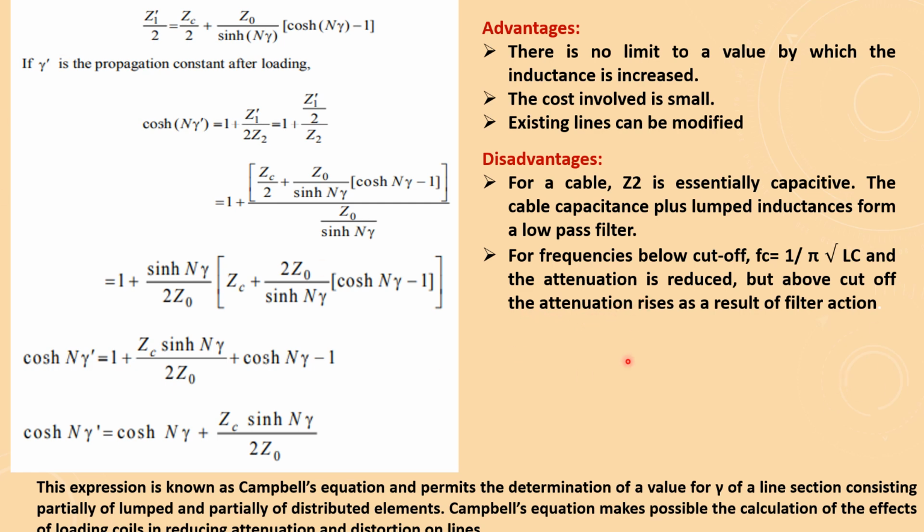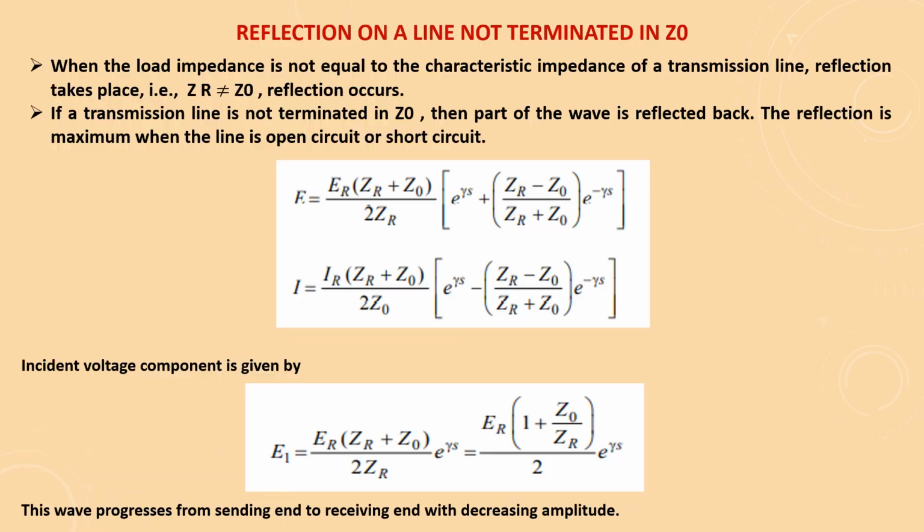And this attenuation can be reduced below that cutoff, but above the cutoff there is a rise in the attenuation. Obviously if attenuation increases, what will happen? It will in turn decrease the efficiency. So this is about lumped loading. So I think you are familiar with continuous and lumped loading.